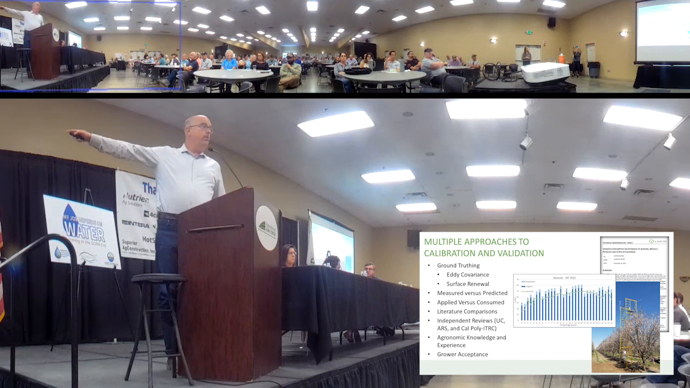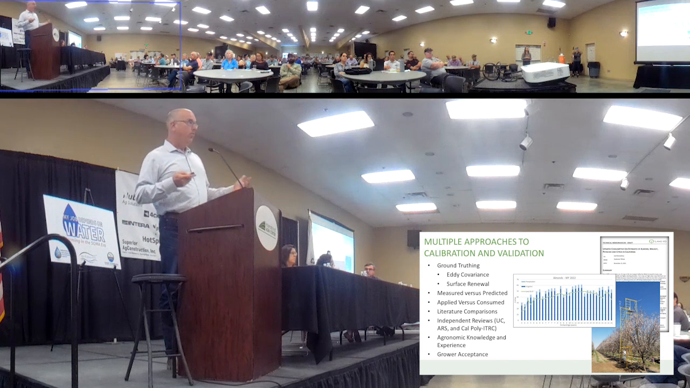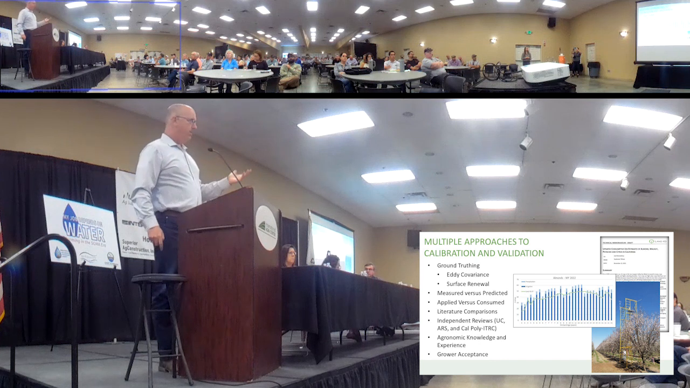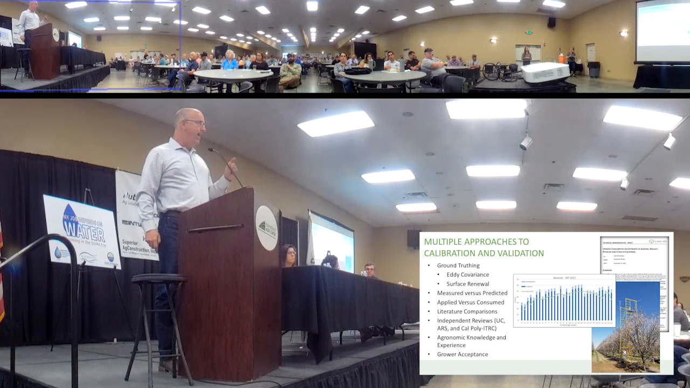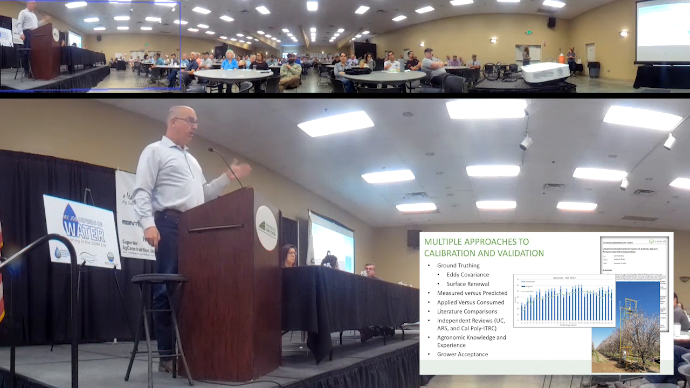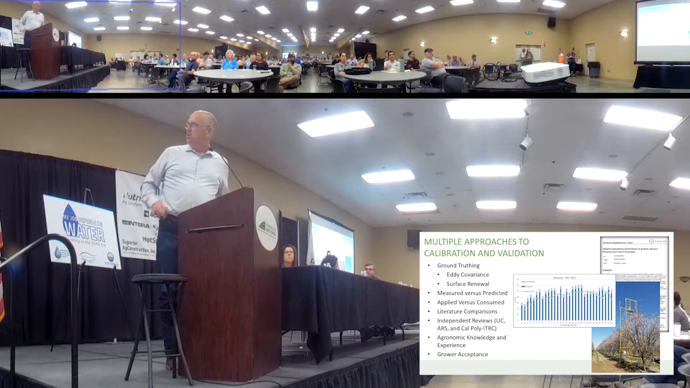Ground truthing, that's number one. Measure on the ground, calibrate to actual conditions with our models. We compare measured versus predicted, to see how close we come. Applied versus consumed, I talked about that. Applied water that a field receives with irrigation and precipitation darn well better be greater than that consumed, because you can't consume more water than you actually have. So we look at those relationships, and that's the graph in the middle there. I'll talk about that in just a second.